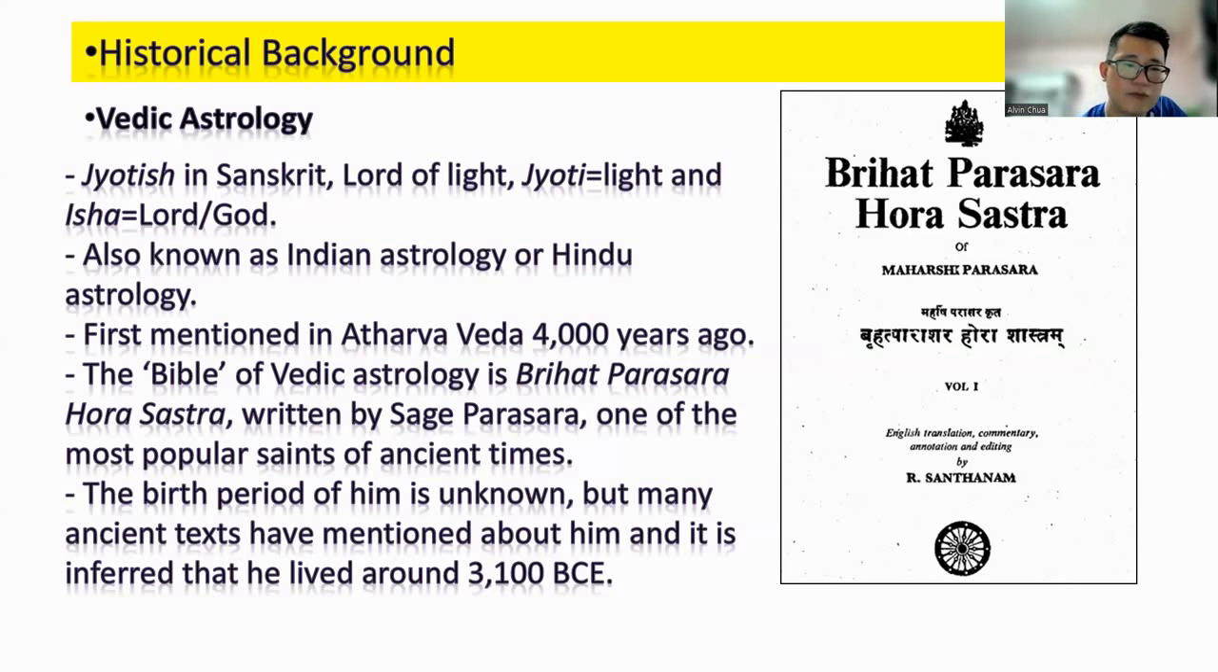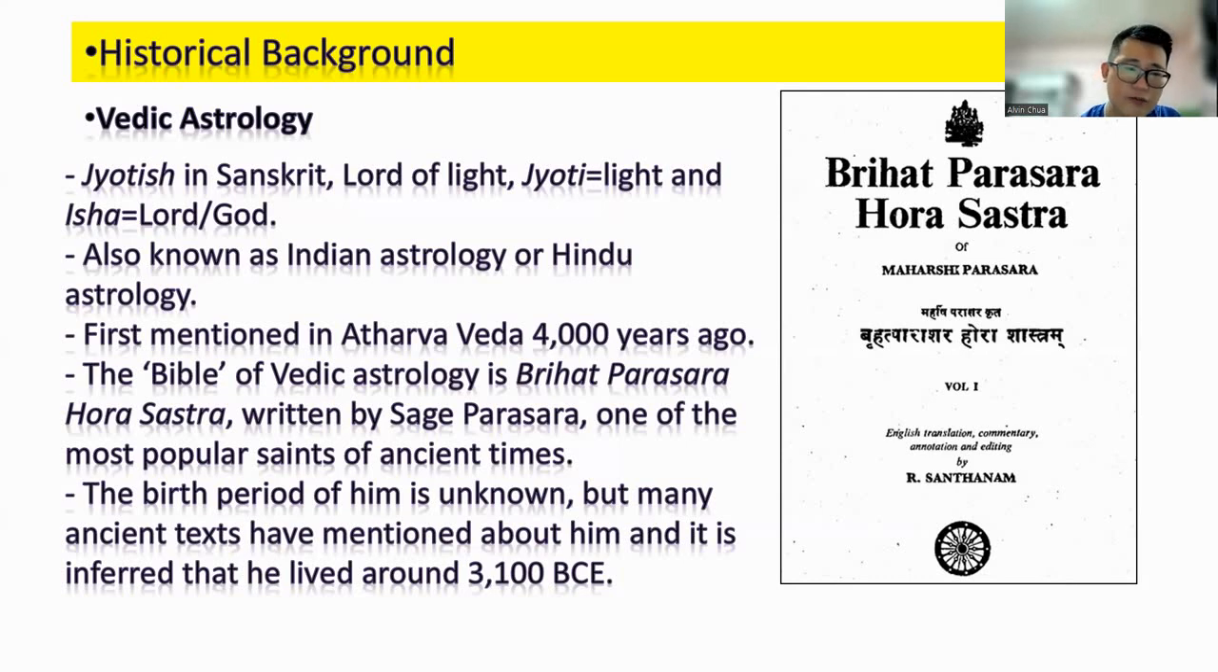In the old days, the term Vedic astrology was not commonly used. Most people referred to it as Indian astrology or Hindu astrology. Then this system of prediction was first mentioned in the Vedas. Vedas are very ancient religious literature of Hinduism. There are 4 parts to the Vedas. One part is called Atharva Veda. The Atharva Veda is said to have existed since 4,000 years ago. So this system of astrology was first mentioned in the Veda.